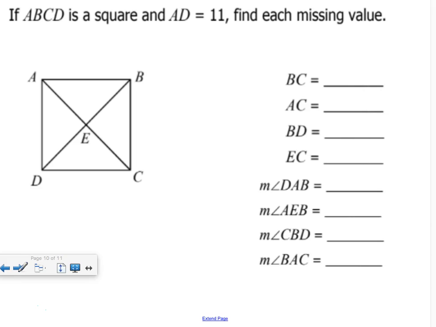Alright, let's see what we know. AD is 11. I saw some triangles I can do. What is BC? 11. What about AC? No, it's not 11. Okay, what kind of an angle's right here? And what's DC? 11. So can I do Pythagorean theorem? 11 squared plus 11 squared equals x squared.